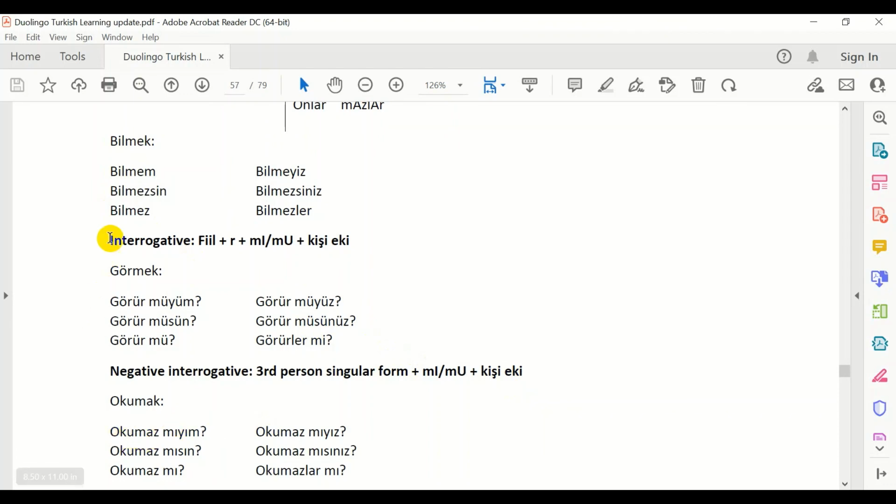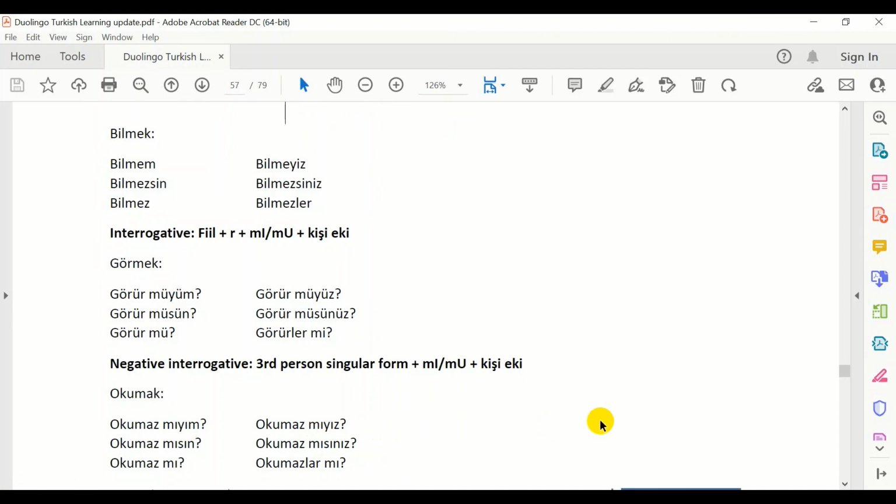For example, bilmez or okumaz, bilmez miyim, or okumaz mıyım, okumaz mısın, okumaz mı. It means after the third person singular in negative sentence, bilmez, an example, you can use the question word and personal suffix. Okumaz mıyız, okumaz mısınız, okumazlar mı.